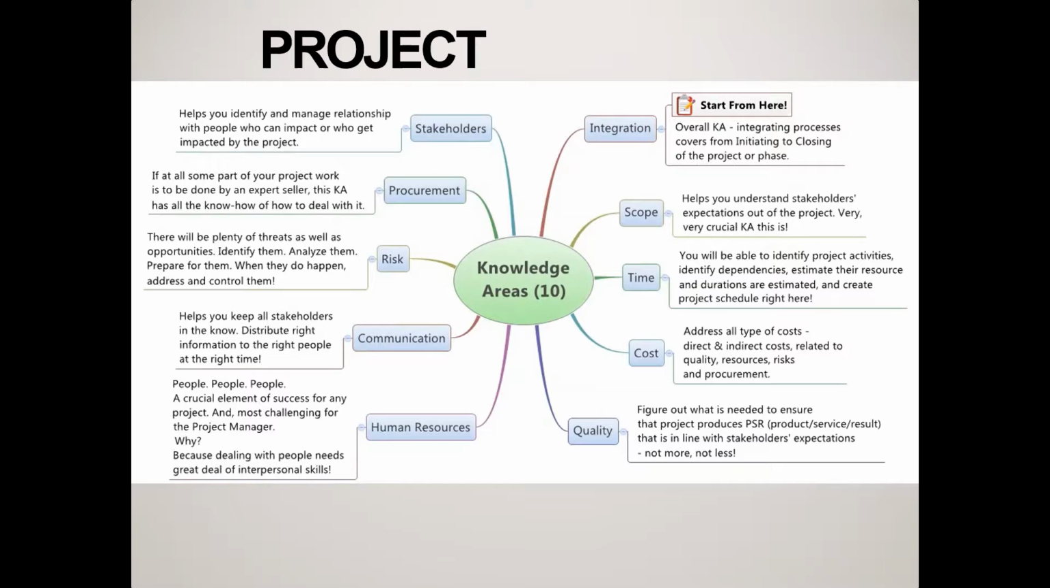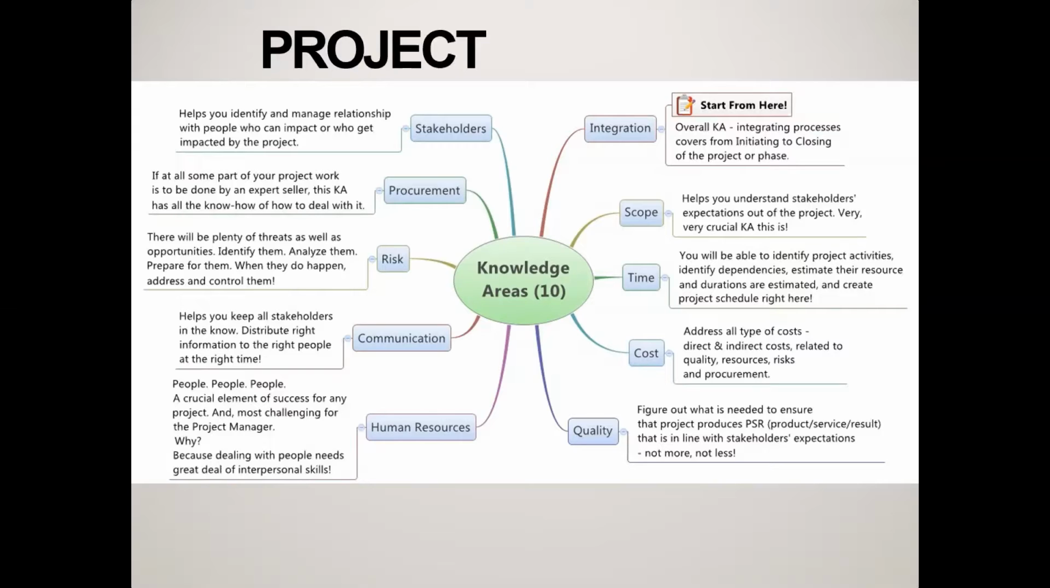After the time management, we have to do the cost management as well. We have to check for all the types of costs, whether they are direct costs or indirect costs. They are related to the quality, they are related to the resources, there are some risks also involved, and the procurement costs and all that needs to be identified also.